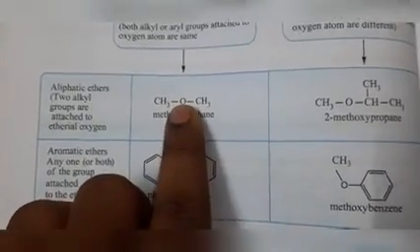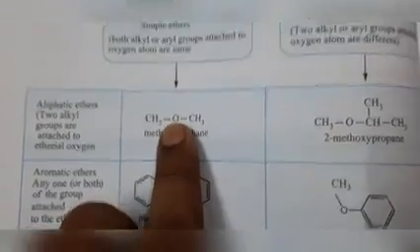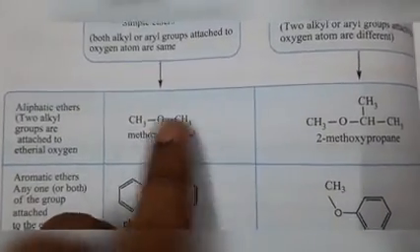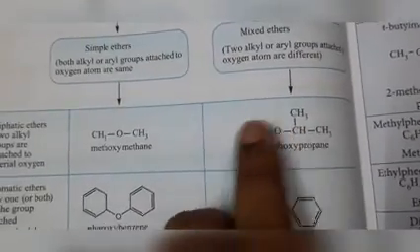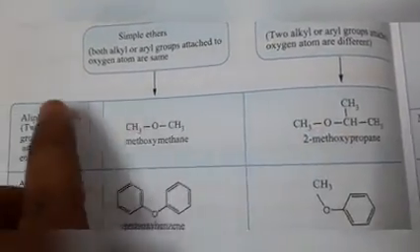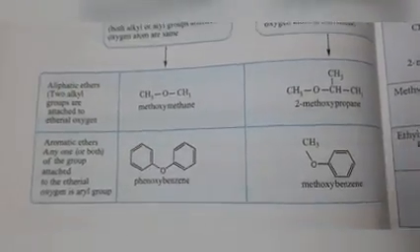If oxygen is not attached with the benzene ring, that means oxygen is attached with only alkyl groups, that is called aliphatic ether.